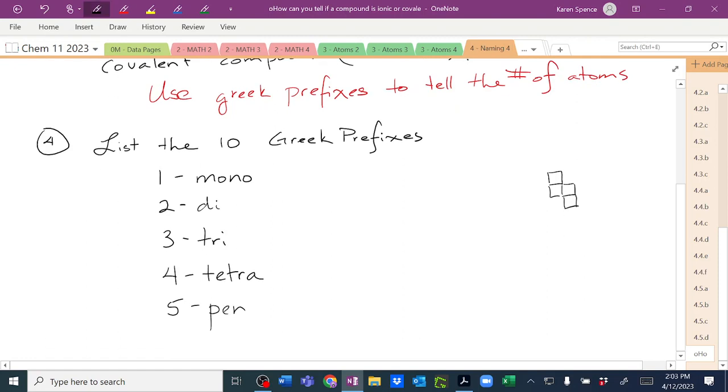Penta. I suppose if you've raised fish, anybody raised tetras? Maybe you could imagine 4 fish, but nobody's raised fish either, so that doesn't help you. You just have to remember it.